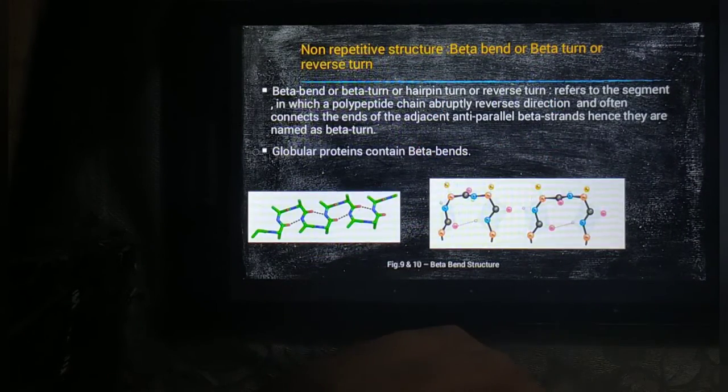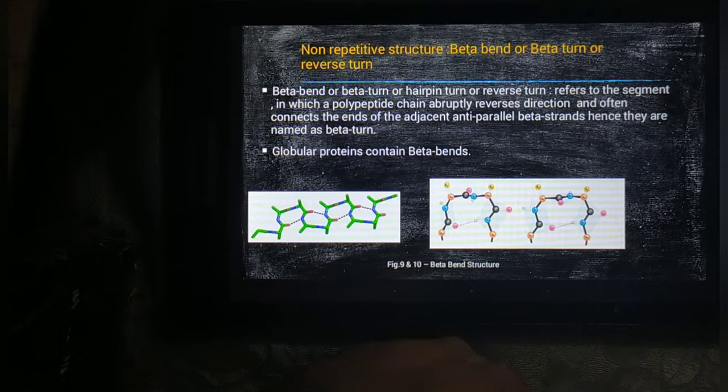So coming to this non-repetitive structure. In globular proteins, you can see that an average of 31% is made up of alpha helix, and 28% is made up of beta sheet, and the remaining polypeptide chain is said to have a coiled or looped structure.